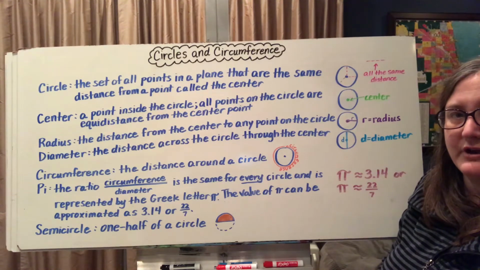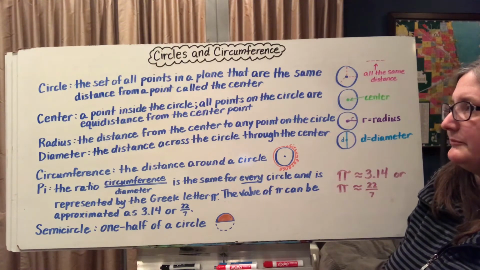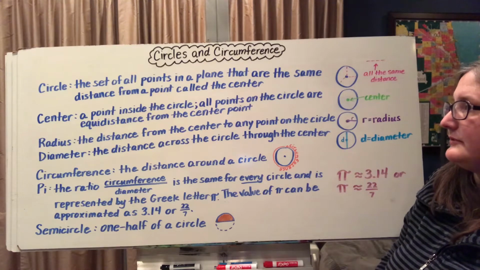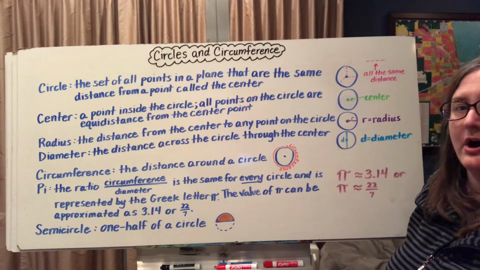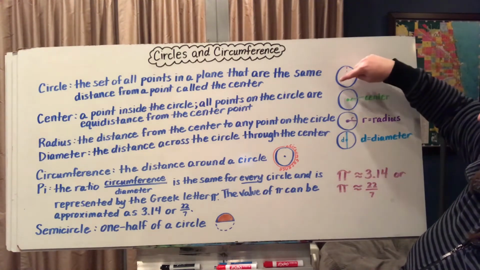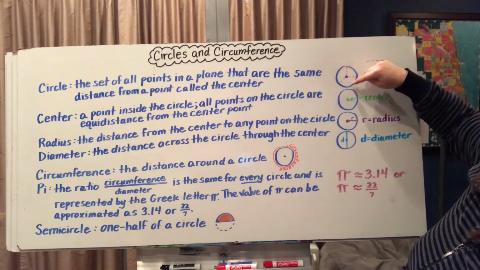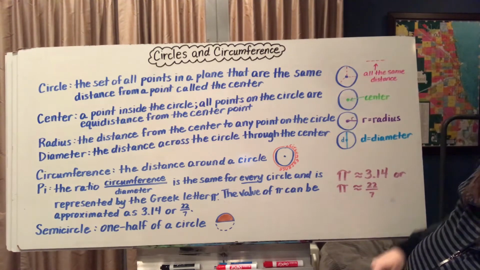This is circles and circumference. A circle is the set of all points in a plane that are the same distance from a point we call the center. So every point that makes up this circle is all the same distance from this central point.